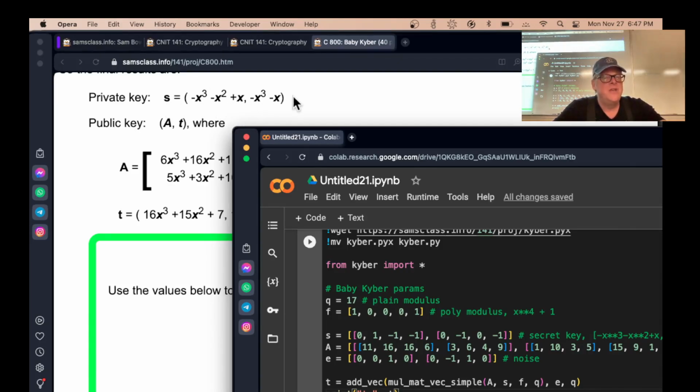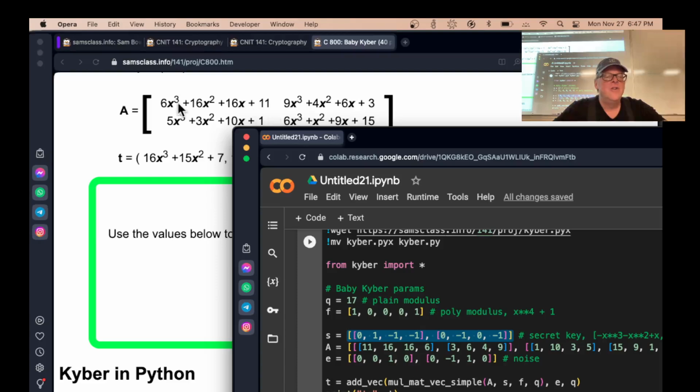And this one is going to be 0, minus 1, 0, minus 1, because you have minus x cubed minus x. So that's what's going on here. This is the secret key, but the only thing you put in here is the coefficients going from the 1s to the high power of x, which is the opposite of the normal way you write a polynomial. That's the only confusing part.